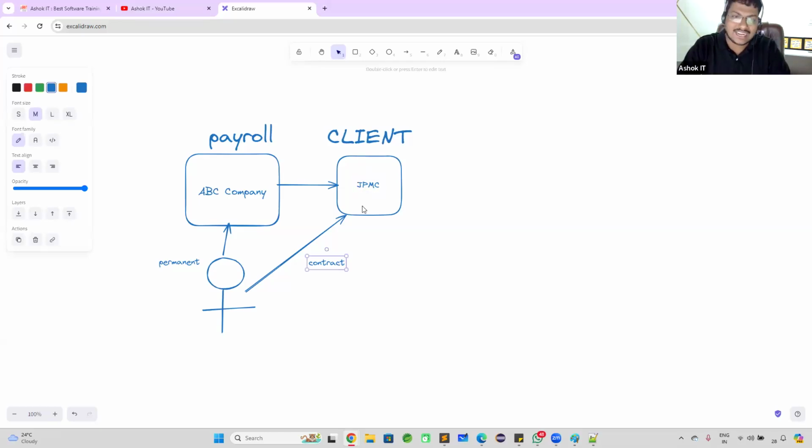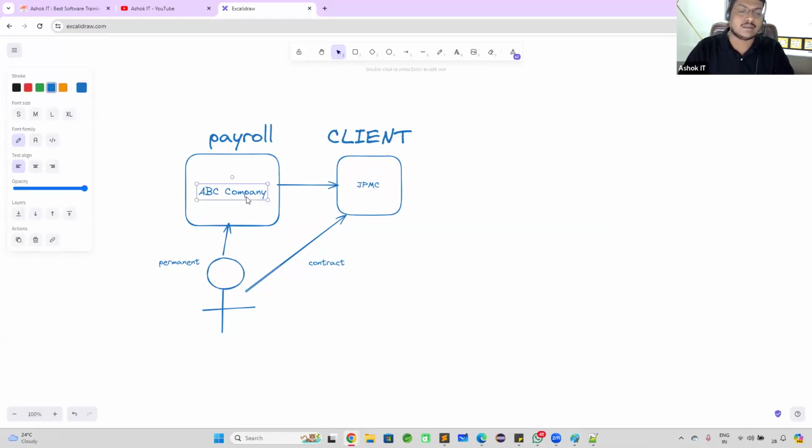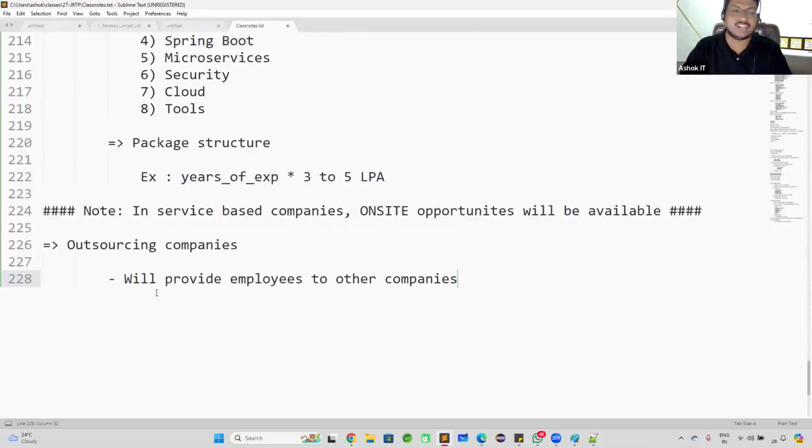So you are a contract employee to JPMC. Daily you will go to the JPMC office. Once the 6 months of the project is completed, you will go back to ABC company, and then they will send you to another company. Such a kind of business is there in the software industry. Those kinds of companies are called outsourcing companies.